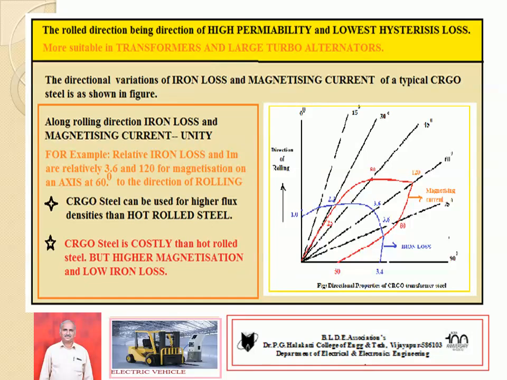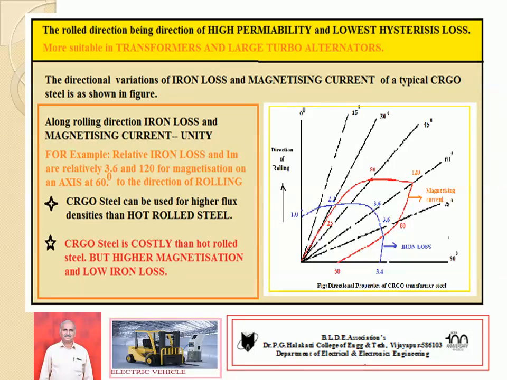You observe in the figure, it is starting from 0 degree. Different axes of rolling are plotted and the variation of magnetizing current and iron loss is shown. It is plotted at 0, 15, 30, 45, 60 and 90 degrees. The red curve shows the variation of magnetizing current. The blue plot shows the variation of iron loss.